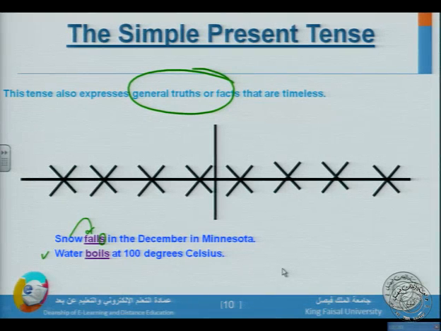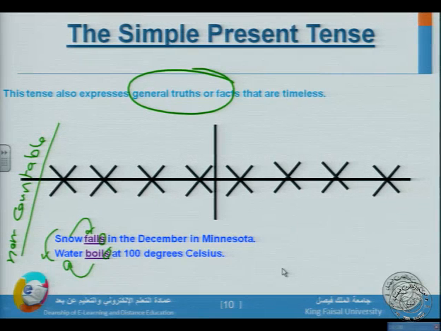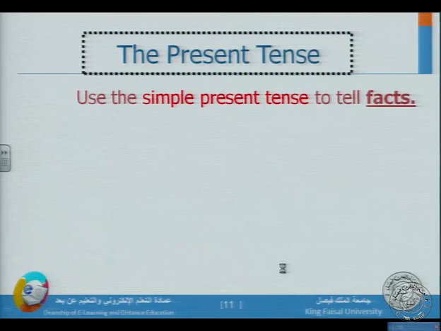Okay, the second sentence. Water boils at 100 degrees Celsius. Boils لأن الwater صح هي مياه، لكن water is considered singular in English. Snow is considered singular. هذول الثنتين نسميهم non-countable nouns. Non-countable. شو يعني non-countable؟ غير معدود. All non-countable nouns are singular. Okay? So water boils at 100 degrees Celsius. وهذه أيضا a general truth or fact.